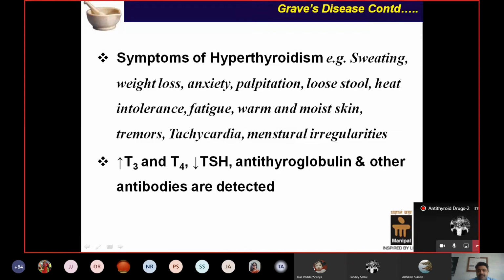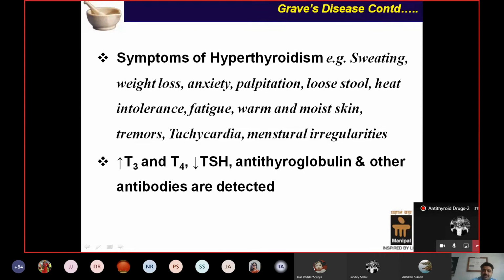And thyroglobulin and other antibodies are also detected because it is an autoimmune disorder. So the thyroid function test will show an increased level of T3, T4, isn't it? Decreased TSH. TSH will decrease because T3 and T4 regulate the release of TSH, isn't it? Negative feedback mechanism. Since T3, T4 level will increase, the TSH level decreases. So that is the reason.